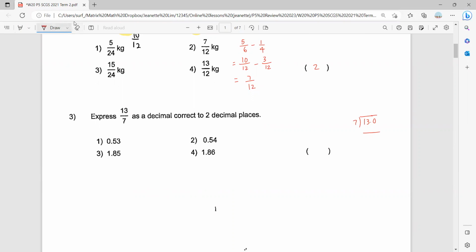13 divided by 7, you can get 1. 1 times 7. So 13 minus 7, 6. 60. Okay, then you put a decimal place. 8 times 7 is 56. Bring down another 0. Now take note, how far are you going to do until? Now if the question asks for 2 decimal places, you do your working, you give it one more decimal place. So you do until 3 decimal places.